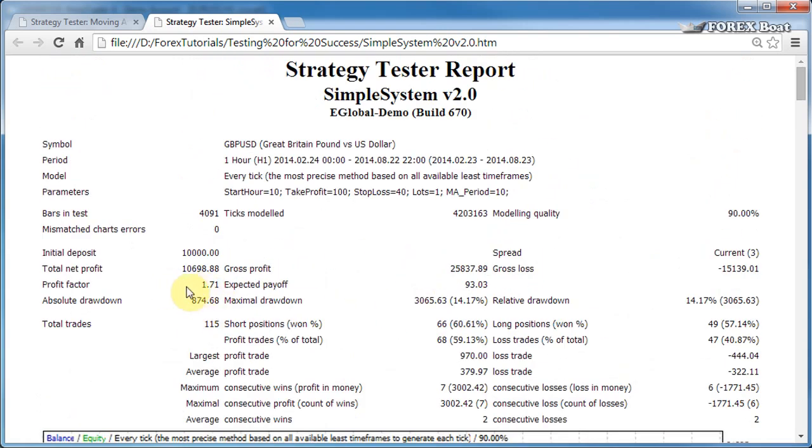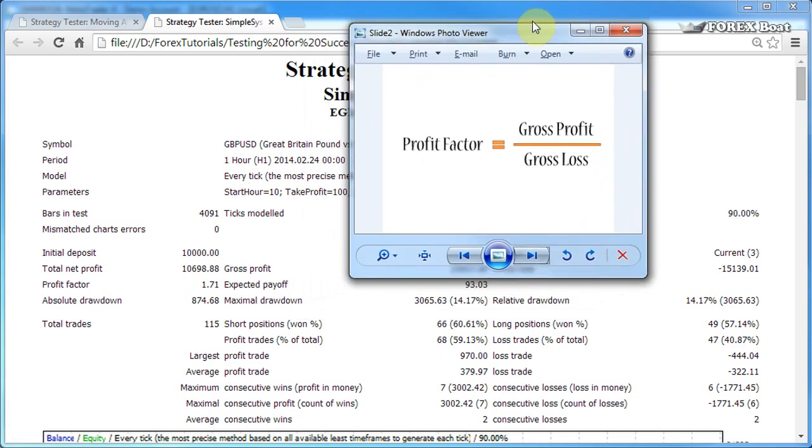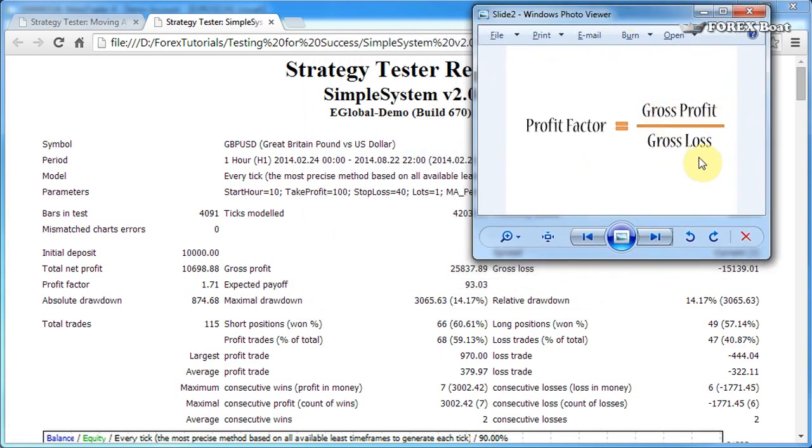The profit factor is the next parameter or the next variable here. So let's bring up a formula and see how the profit factor is calculated. And the formula for profit factor is gross profit over gross loss. So in our case, it would be this gross profit of $25,000 divided by $15,000 gross loss gives us a profit factor of 1.71. Generally, in your trading systems, you should aim for a profit factor above 1.5. And if your profit factor is below 1, then the trading system is making a loss.